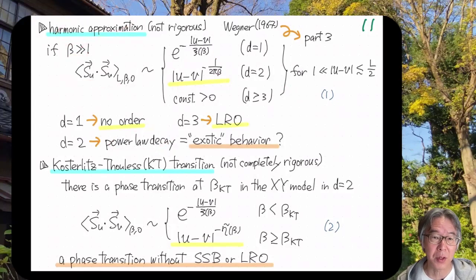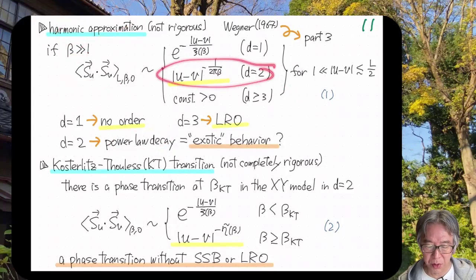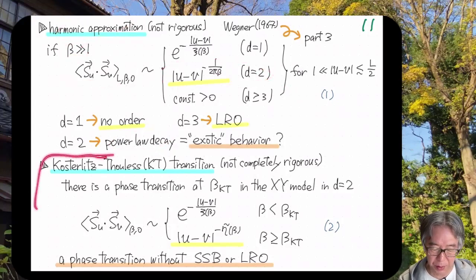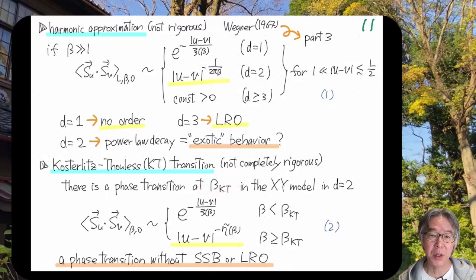So this is very exotic. So this suggests that there is a very exotic phase realized only in 2 dimensions. And actually, it is now believed to be true and partially proved. So this is called the Kosterlitz-Thouless transition. And now it is believed that there is a transition point in the XY model in dimension 2. And if you're above the critical point, then the correlation function decays exponentially. And if you're below the transition point, then the correlation function decays with a power law. Okay, and this power depends on the temperature.